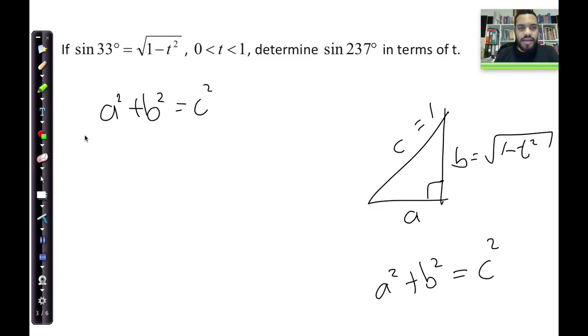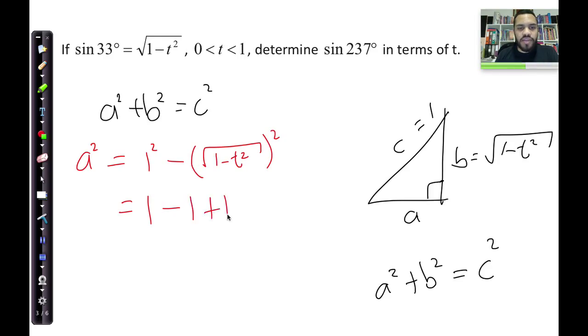I can say, well, A is what I want. So I have A squared, and that's equal to C squared minus B squared. But C squared is just 1 squared, right? Minus, what is the value of B squared? Well, B is going to be the square root of 1 minus t squared, squared. And that's going to give me 1 squared, which is just 1, minus the root and the square. They cancel with one another. And that's going to give me plus t squared when I multiply that in that way. Okay, and there we go. So this cancels out and I just get t squared. A squared is equal to t squared, therefore A is equal to t.